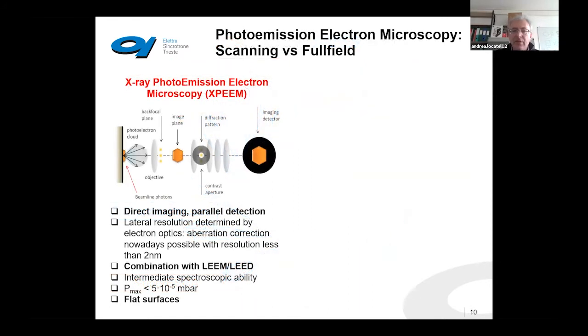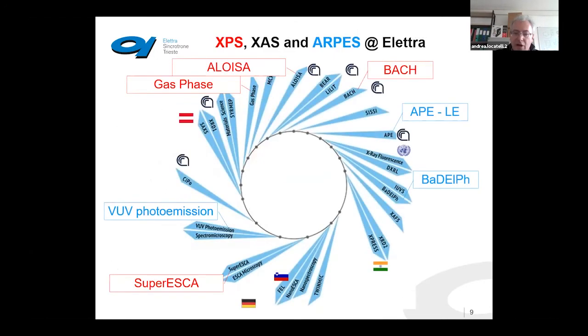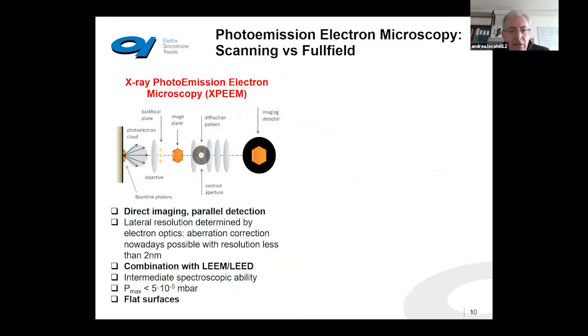Of course, these beamlines are not microscopes. Now I would like to focus on microscopy and introduce you to the two methods which are used in microscopy. The first one is that of X-ray photoemission electron microscopy. It's actually a method which dates back to the 30s, and it became more and more complex during the years. Essentially, this is a direct imaging parallel detection method, or you can call it full field microscopy.